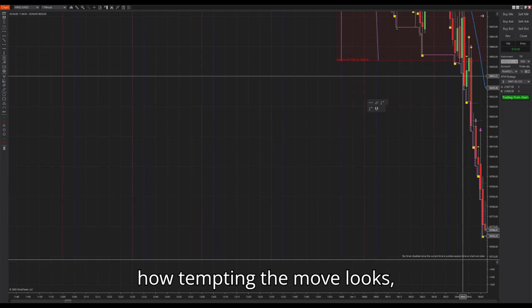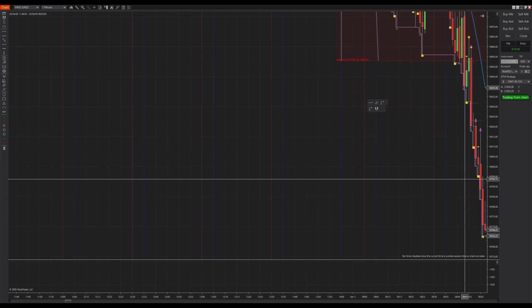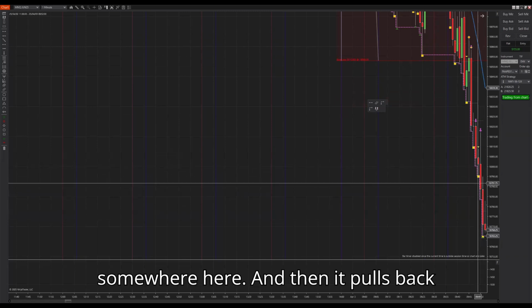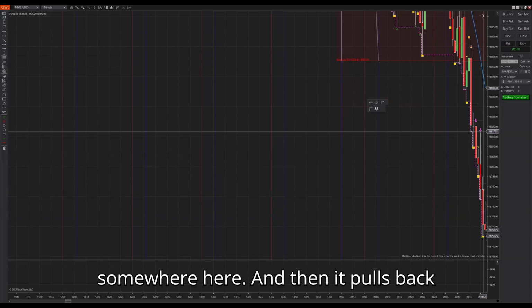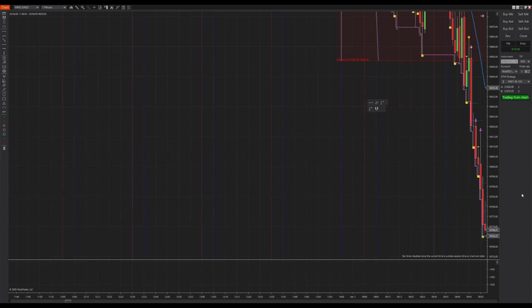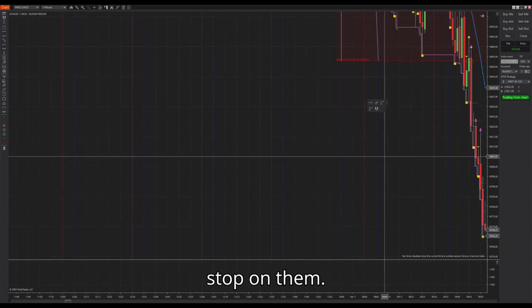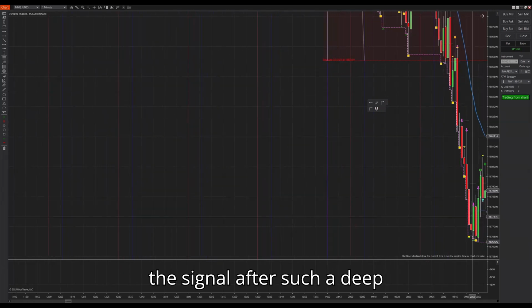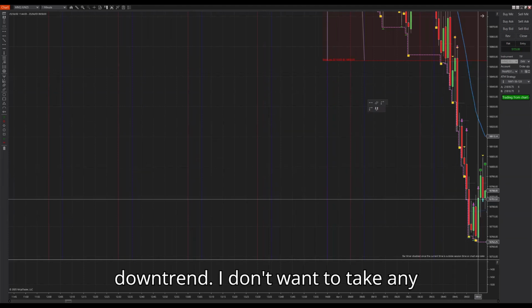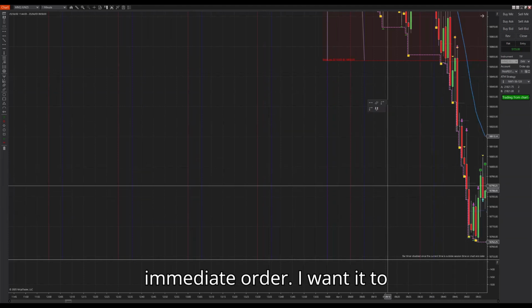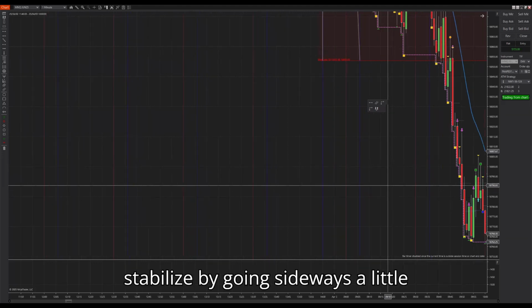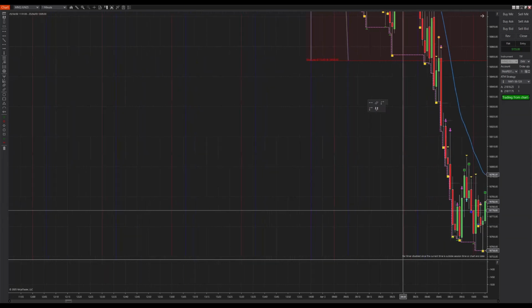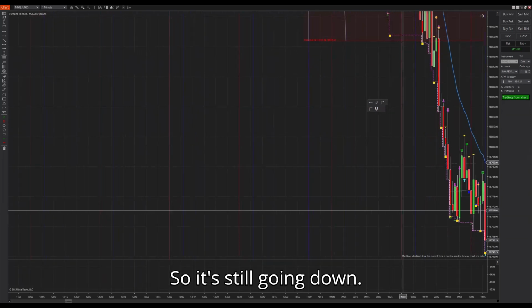And no matter how tempting the move looks, don't try to enter with a market order or anything. You get a worse fill somewhere here, and then it pulls back like this, and you will be stopped out. And it's hard to say where to keep the stop on them. All right, so keep going. So now we have the signal after such a deep downtrend. I don't want to take an immediate order. I want it to stabilize by going sideways a little bit. So it's still going down.